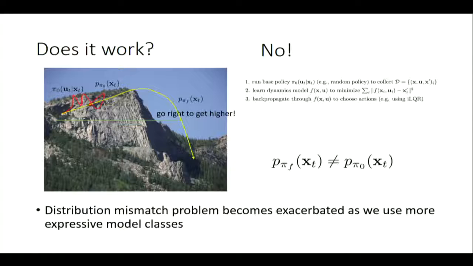But if your model is very expressive, there are many other possible ways it could explain the data you observe from p pi 0, and many of those ways will not be an accurate reflection of the data from p pi f.